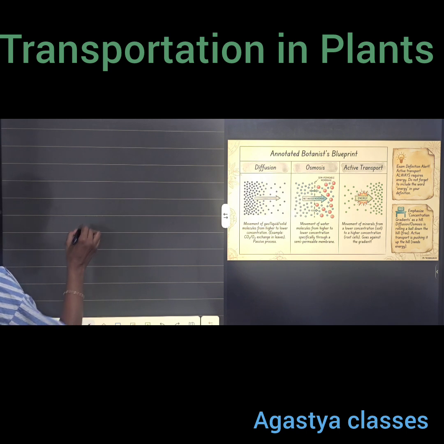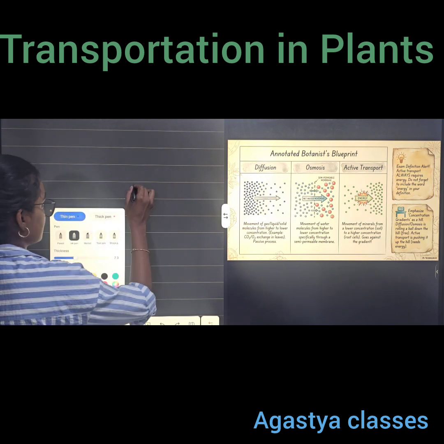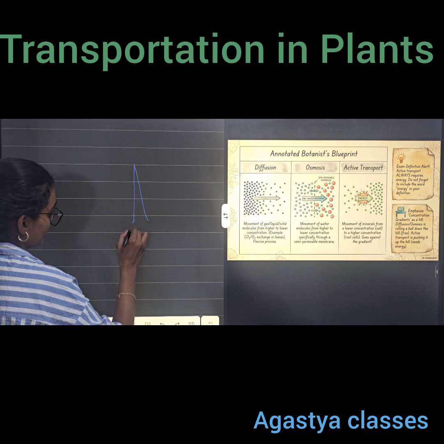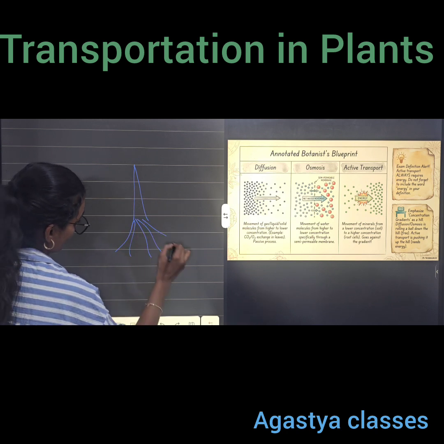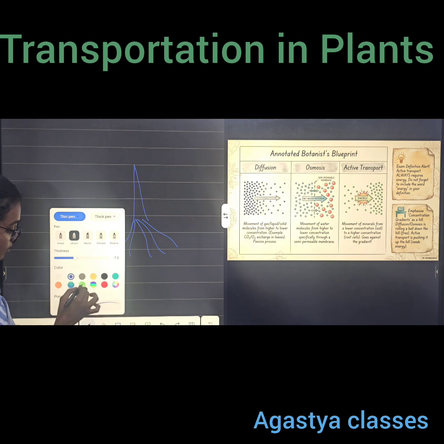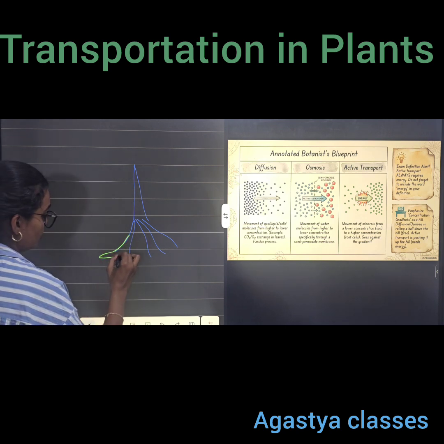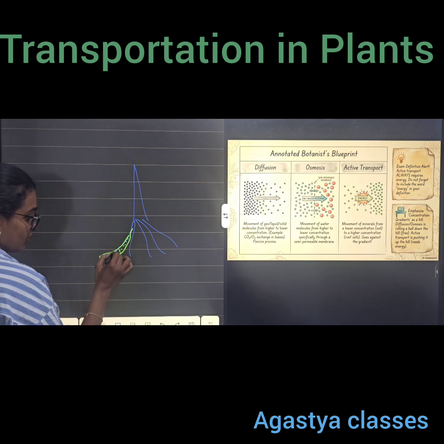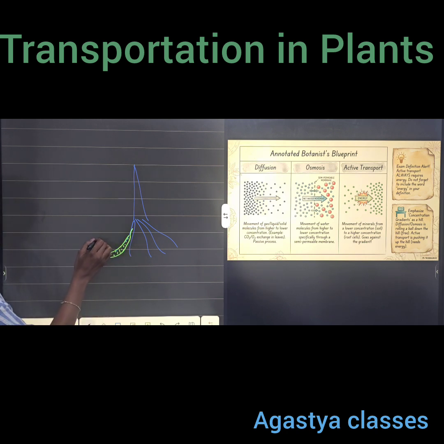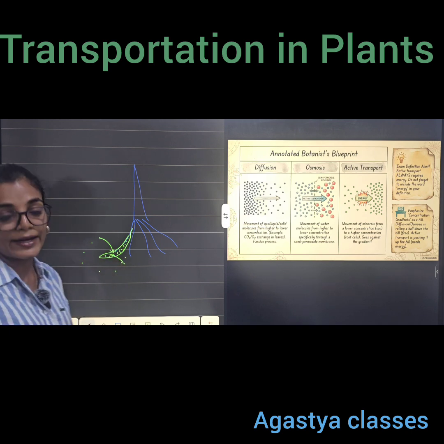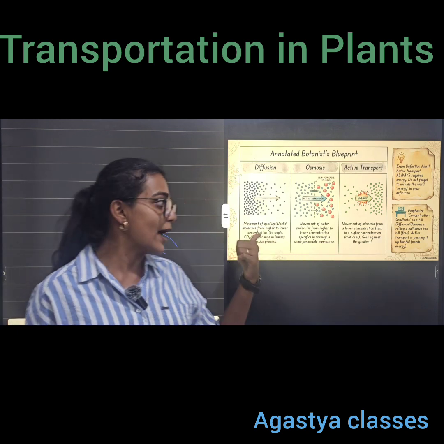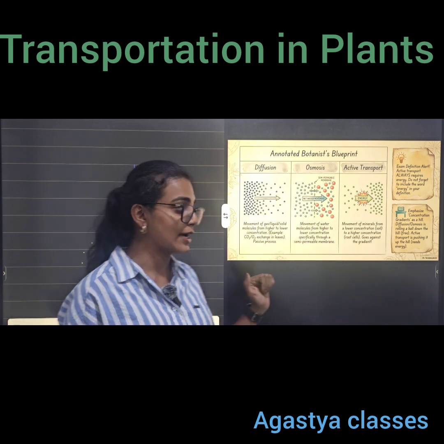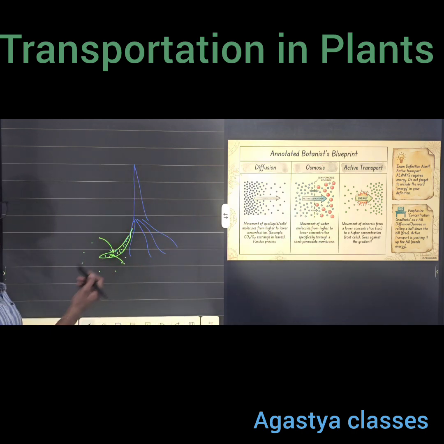For example, in case of plants, this is a plant, here there are roots present. In the roots, the concentration of minerals is very high as compared to the soil. Still, the plants tend to take up minerals with the help of water by the process of active transport. So here comes the use of this important process, called active transport, for taking up the minerals from the soil.